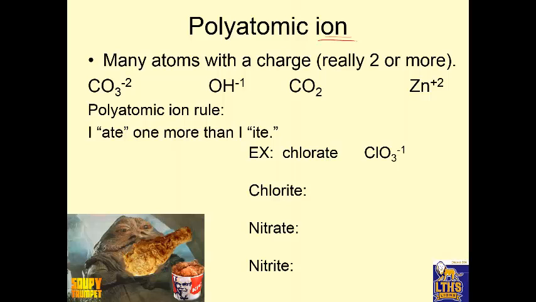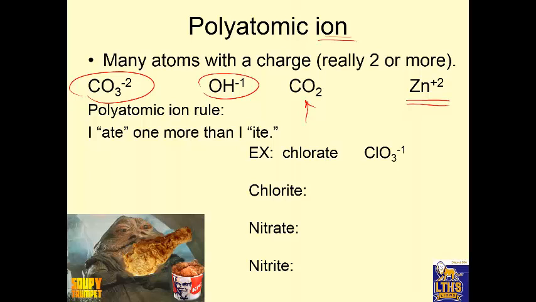Okay, so which ones are polyatomic? These are polyatomic because they have many atoms and they have a charge. This is a covalent compound because it's two nonmetals. This is a monatomic ion, so there's one element with a charge. But there are some rules to help you know how to name them and memorize their formulas.